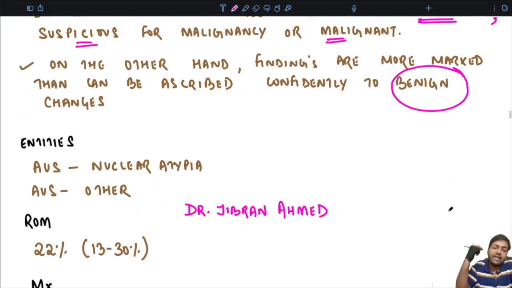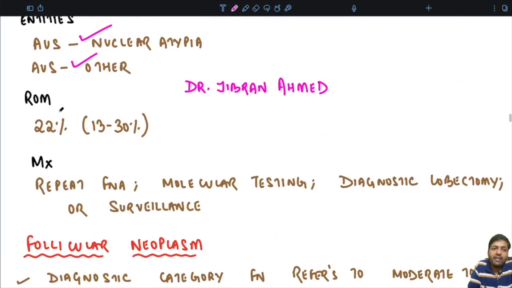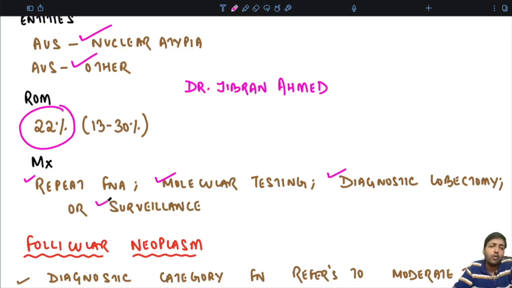There are two entities. As I told you, atypia of undetermined significance is divided into AUS nuclear atypia and AUS others. What is the ROM here? It is 22%. The range is 13 to 30%. What is the management? You should repeat the FNAC, or go for molecular testing, or go for diagnostic lobectomy, or go for surveillance and clinical follow-up, or radiological follow-up as well.